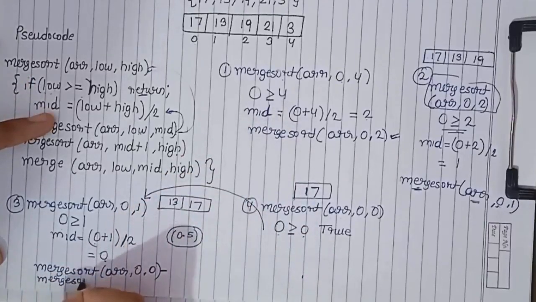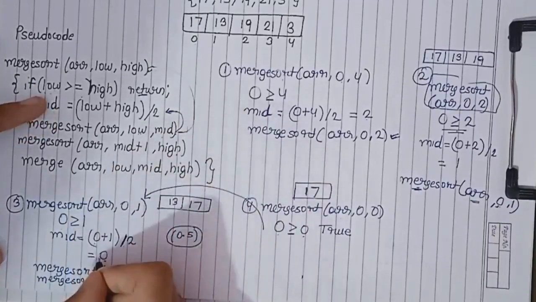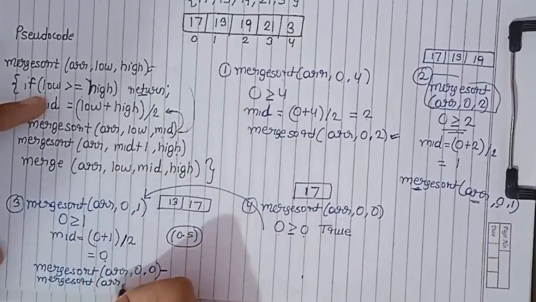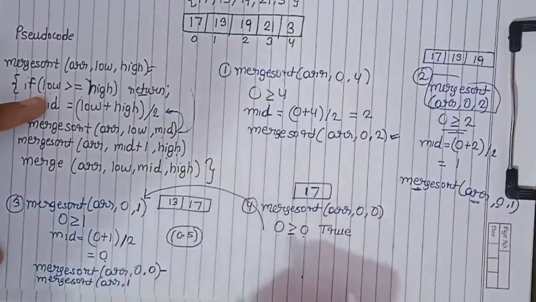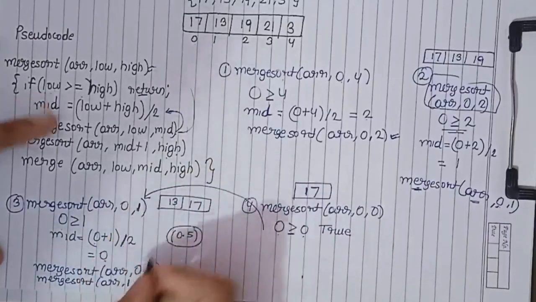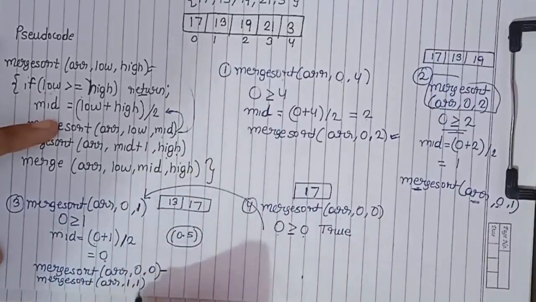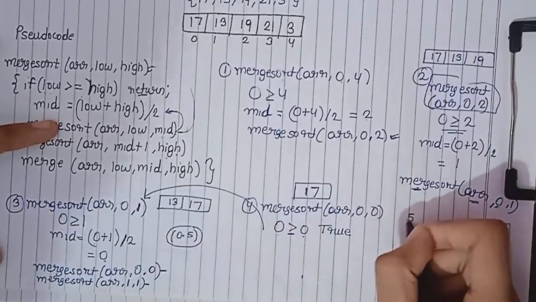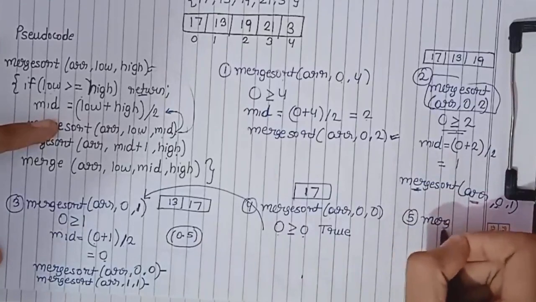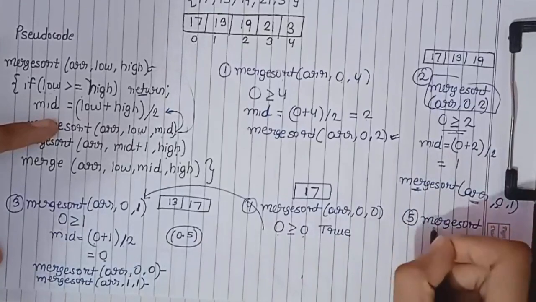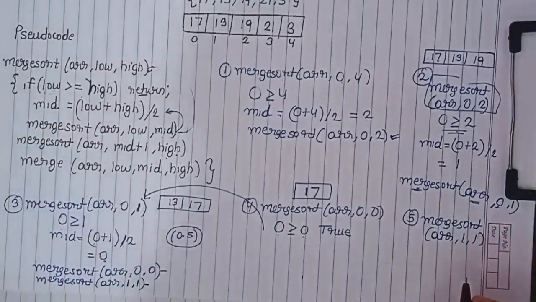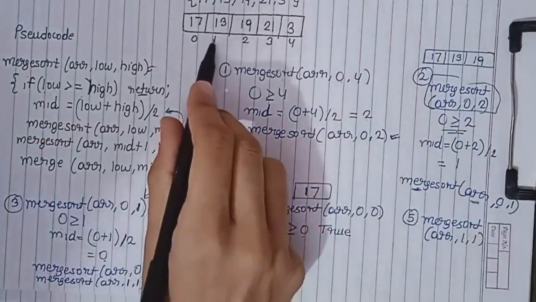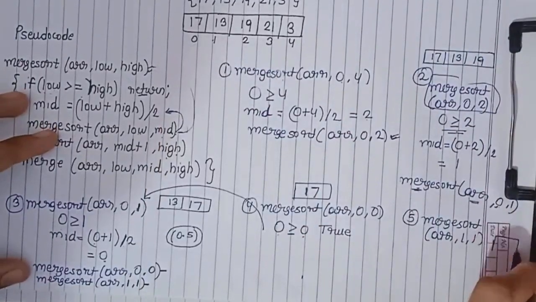Merge sort array mid plus 1, here is 0 plus 1, which is 1, and high at this stage is equal to 1. As you can see that here the high is 1. So now this is the fifth call, which is merge sort array 1, 1. Now you must note there that the index is 1, so the array that you have here is 13.